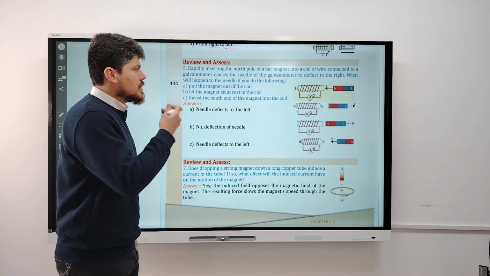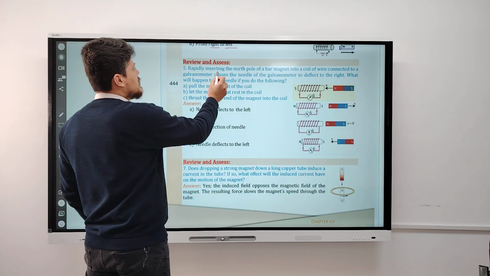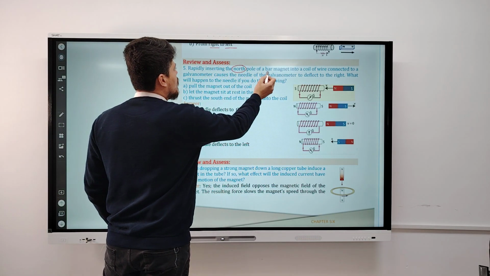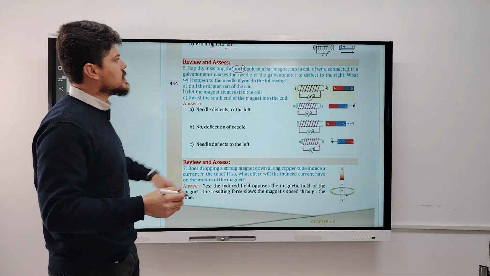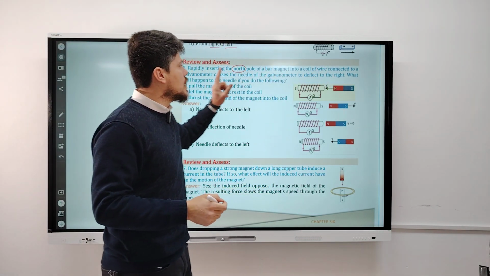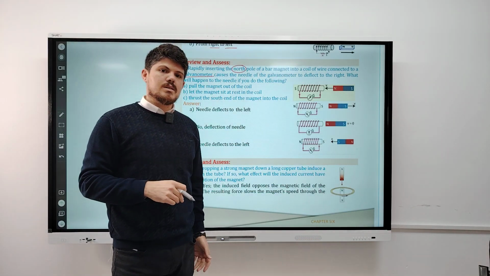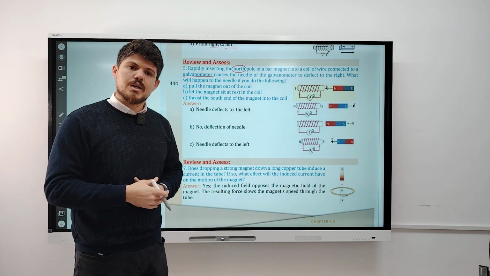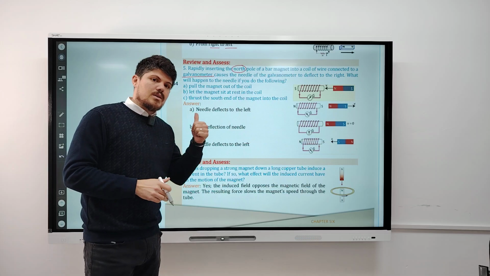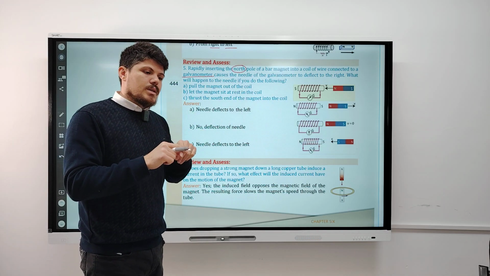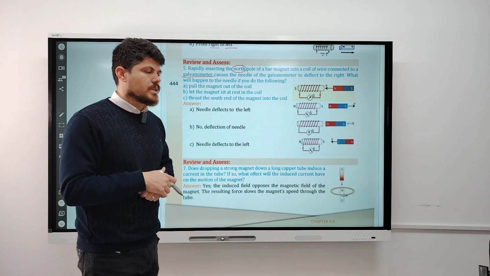How can you sketch the figure? Now I'm going to tell you, okay? Rapidly inserting the north pole of a bar magnet into what? Into a coil of wire connected to a galvanometer. The galvanometer is a device that can be used for measuring very low currents. So this galvanometer tells us about the presence of the current.